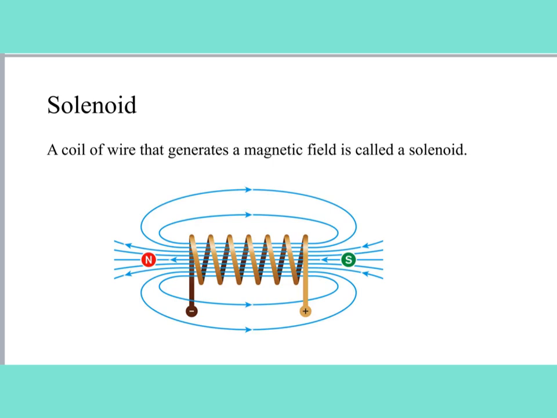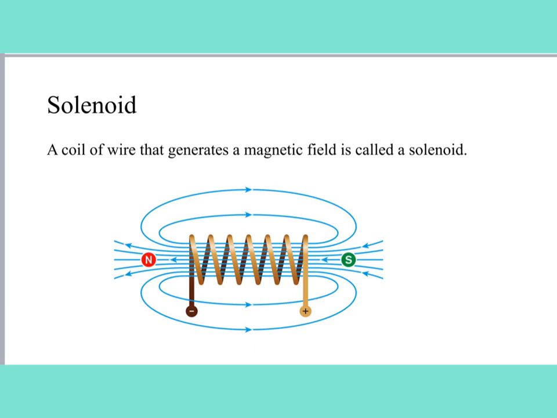Solenoid will be a new term to you. So can you please write down the definition of a solenoid, which is a coil of wire that generates a magnetic field. So a coil of wire that generates a magnetic field is called a solenoid. We can see in the diagram we have a wire coiled up, and around it we see magnetic field lines. There's a north pole and a south pole, and we can see the magnetic field lines moving away from the north pole and towards the south pole. Just like we've seen before, away from the north pole and towards the south pole.